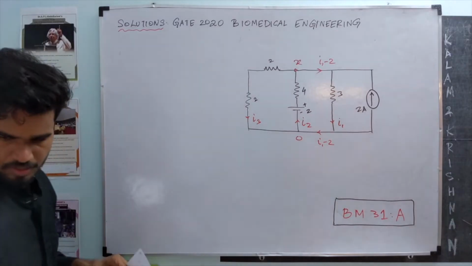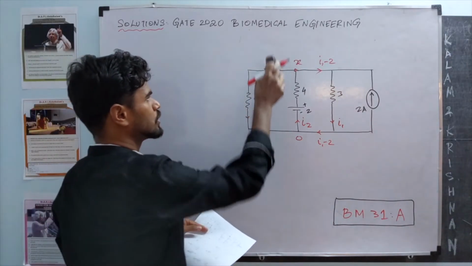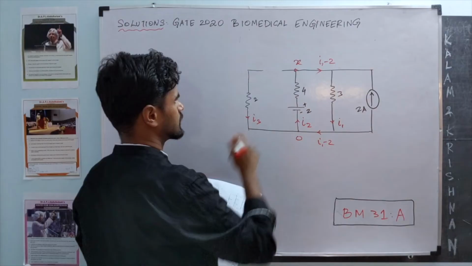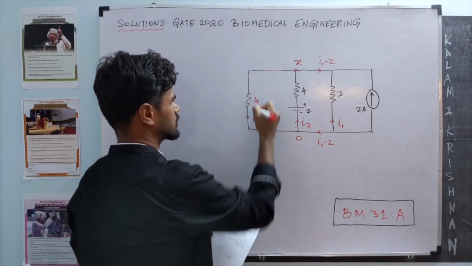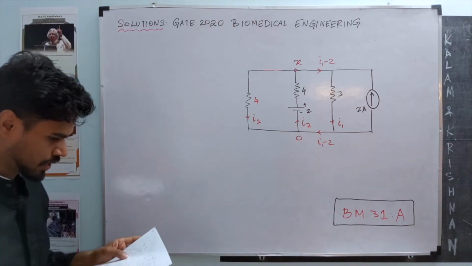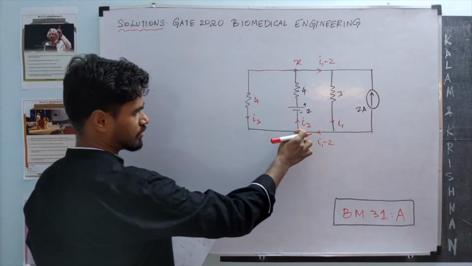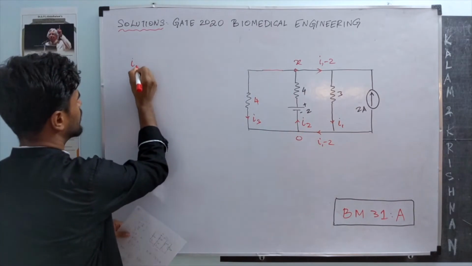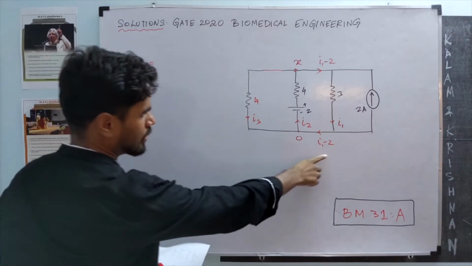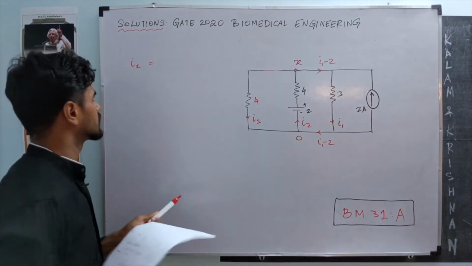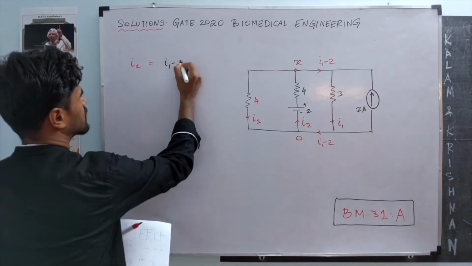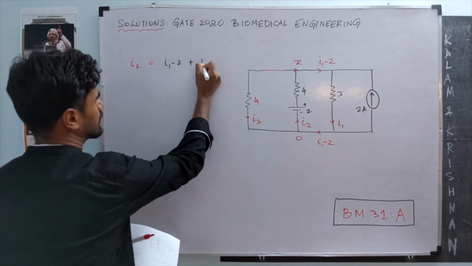Okay, first thing, so we have a 2 and 2 in series, so let's make this equivalent. So this is 2 plus 2, which is 4. Okay, now we have summation of currents in this node. So I2 is the sum of I1 minus 2 and I3. Okay, so that is I1 minus 2 plus I3.